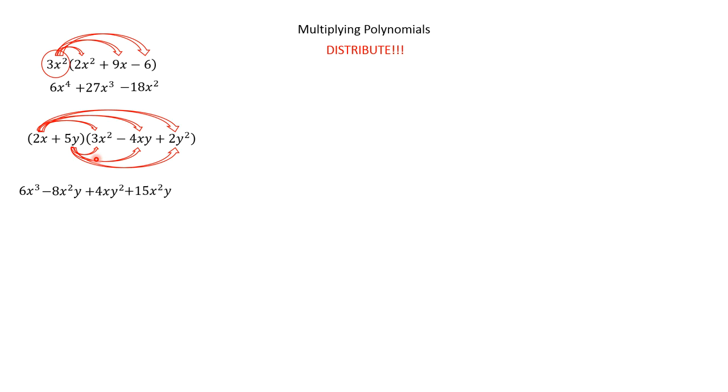Yeah, you could put it as y x squared. It's easier if you just put them in alphabetical order, because here we can see that we have 15x squared y and minus 8x squared y. Those are going to be like terms. We'll be able to combine those in a minute. If you switch the order and had a yx squared, it's harder to see that those are like terms.